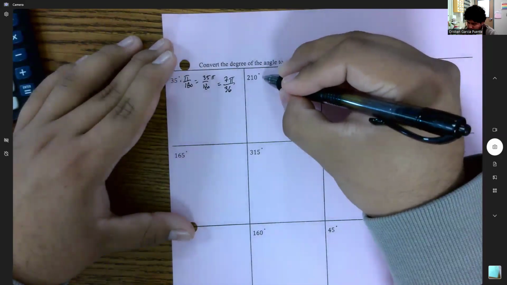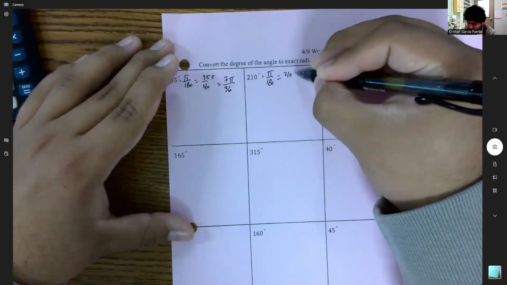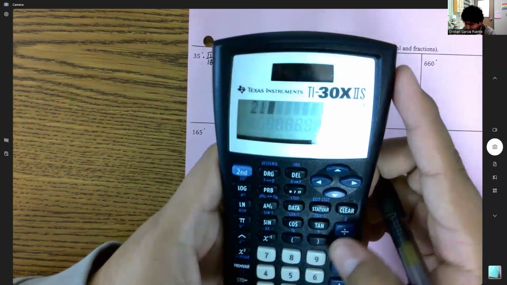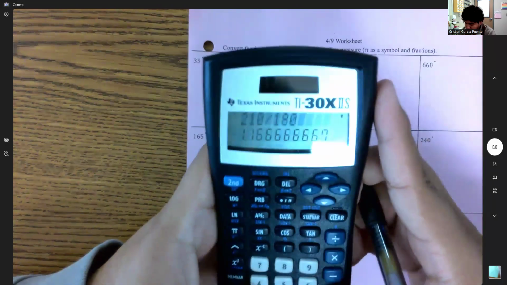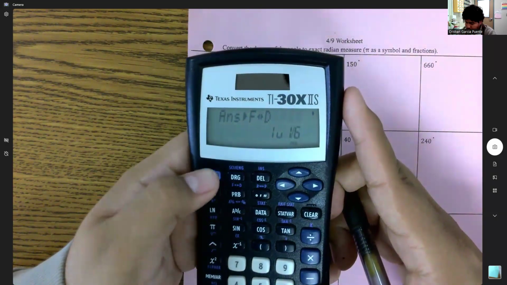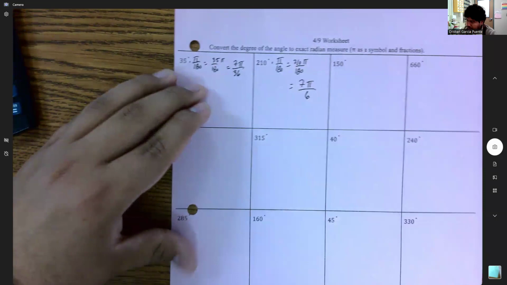So again, same thing. Multiply by pi over 180. So this is just 210 pi over 180. And then just put 210 divided by 180 in your calculator. Since we have a decimal, we'll do second PRB. And then since we have that U, let's do second ABC. 7 over 6. So your answer is going to be 7 pi over 6.